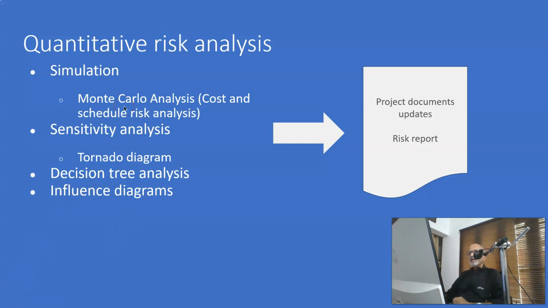So Monte Carlo analysis is one of the most popular simulation techniques. This can be applied for cost and schedule risk analysis. Then we have sensitivity analysis. An example for that is the tornado diagram. And we have decision tree analysis and influence diagrams as well. So we use simulation techniques like Monte Carlo analysis and sensitivity analysis, like tornado analysis, and decision tree analysis and influence diagrams as part of quantitative risk analysis.